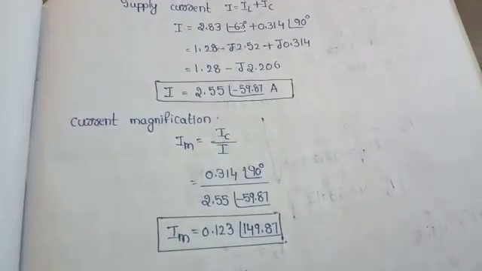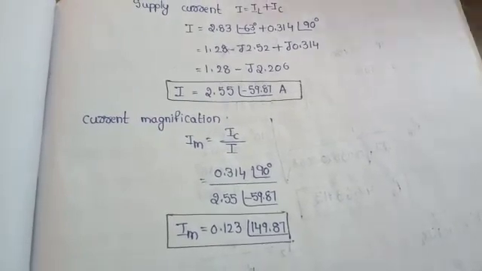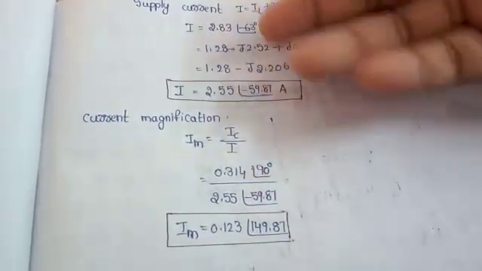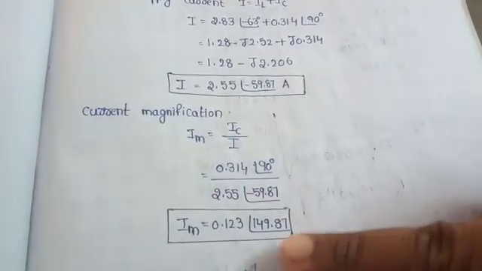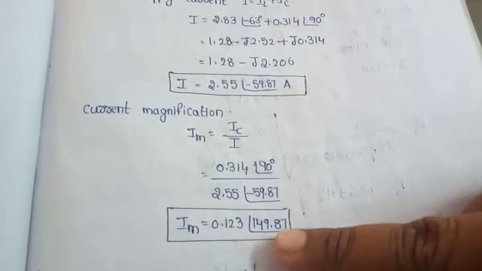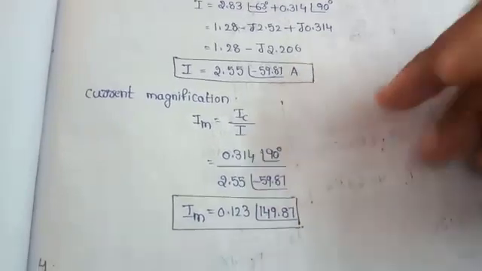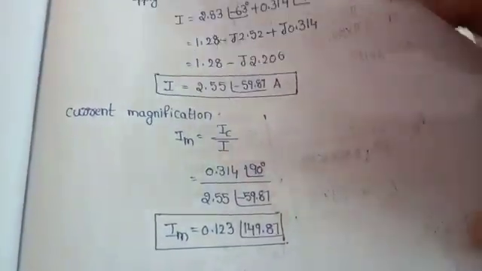Now current magnification is nothing but IC by I. We know the IC value and we know the I value. So the current magnification is 0.123 at an angle of 149.87. Like that, they ask problems.